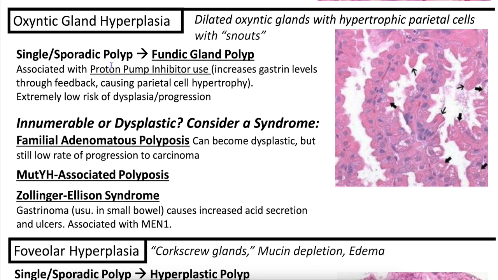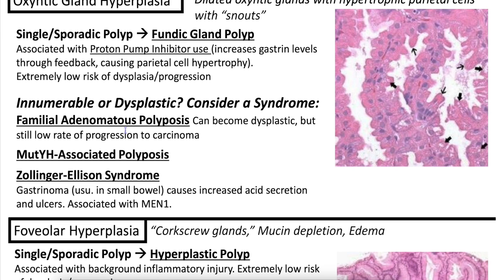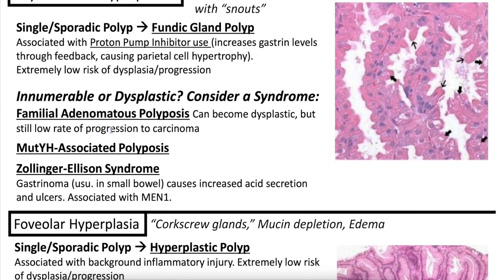It's an extremely low risk of dysplasia or progression. But if there is a dysplastic fundus gland polyp or there's innumerable, you want to consider syndromes like FAP, which is 5q21. It can become dysplastic, but still a low rate of progression to carcinoma. You want to be more concerned about the higher risk of colon cancer for FAP. MUTYH-associated polyposis and your Zollinger-Ellison syndrome, where you'll have a functional neuroendocrine tumor like a gastrinoma, usually in the small bowel, that causes increased acid secretion and ulcers and is associated with MEN1.